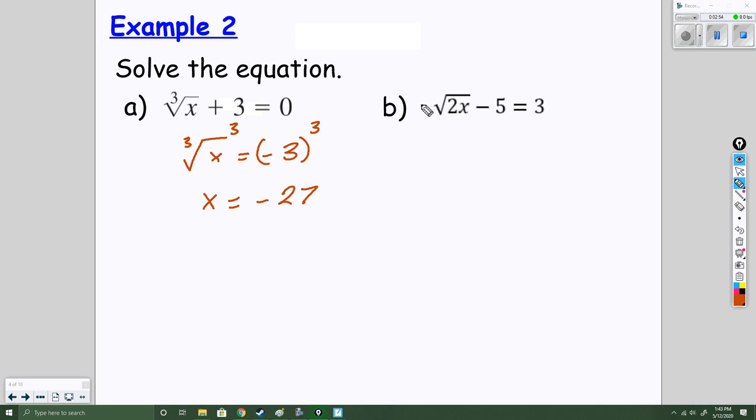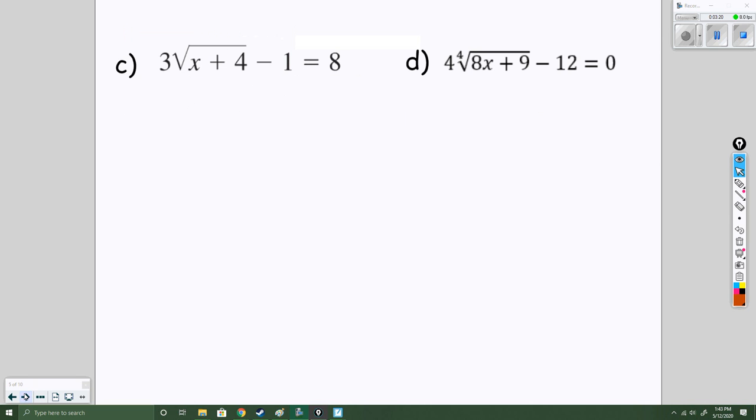All right, in part B, we'd add 5 on both sides. We get the square root of the quantity 2x equals 8. And then we would want to square both sides. So we get 2x equals 64. And divide by 2. And we get x equals 32. Awesome. Let's clear the board and move on. Let's go over one more of this type, and let's make that part D. So we're going to skip C, move on to D.